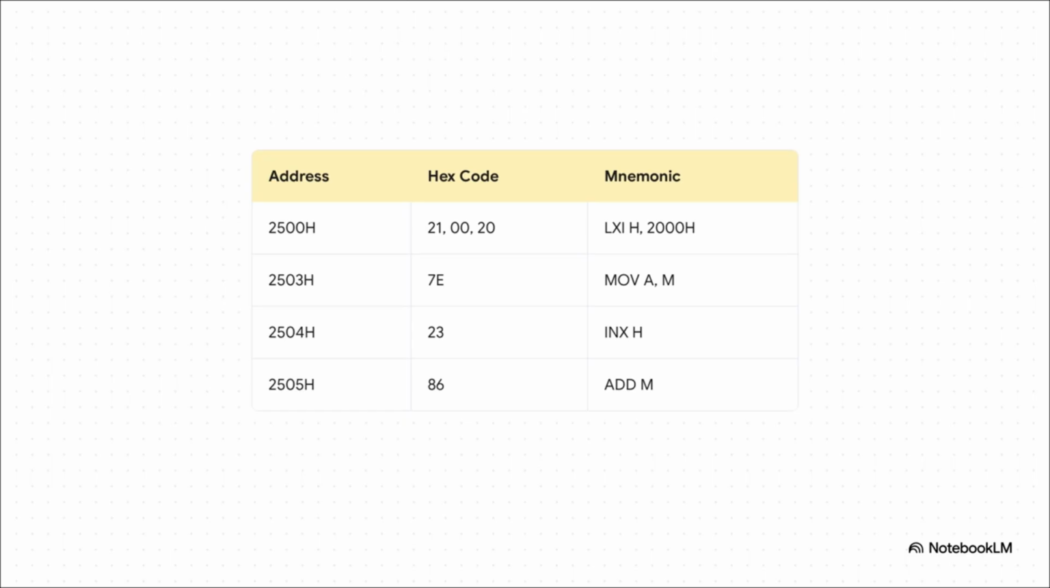It's a 3-byte instruction, so it occupies addresses 2500, 2501, and 2502. Next, MOV A, M copies the data from that memory location straight into our accumulator. Then, INX H simply increments our pointer to the next address, 2001. Finally, ADD M takes that new number sitting in 2001 and adds it directly to the accumulator. Boom. Just like that, you've controlled the flow of bytes from physical memory right into the ALU.